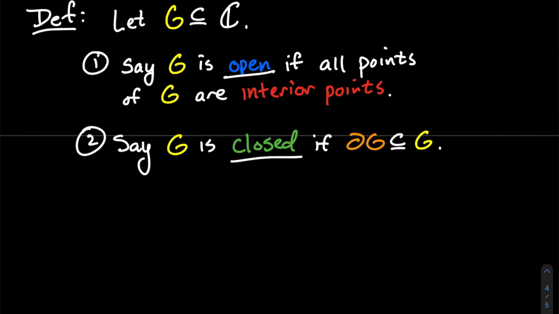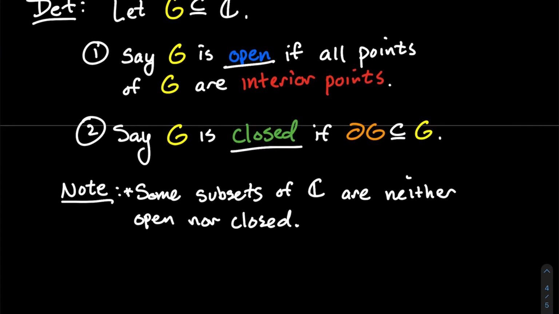And so in a topology class, you might hear some other characterizations of what it means to be closed or even what it means to be open. But these are the two ways that we're going to think about open and closed for the usual topology of the complex numbers.